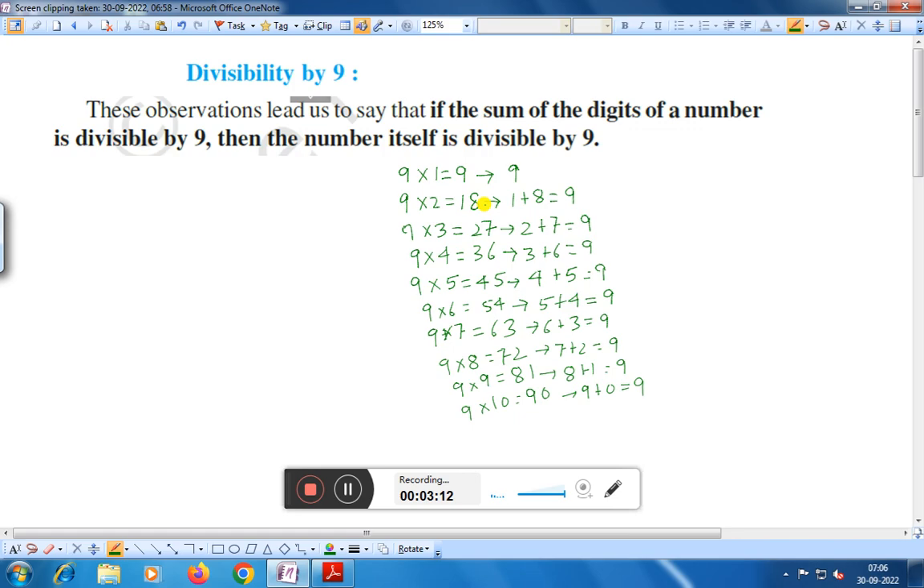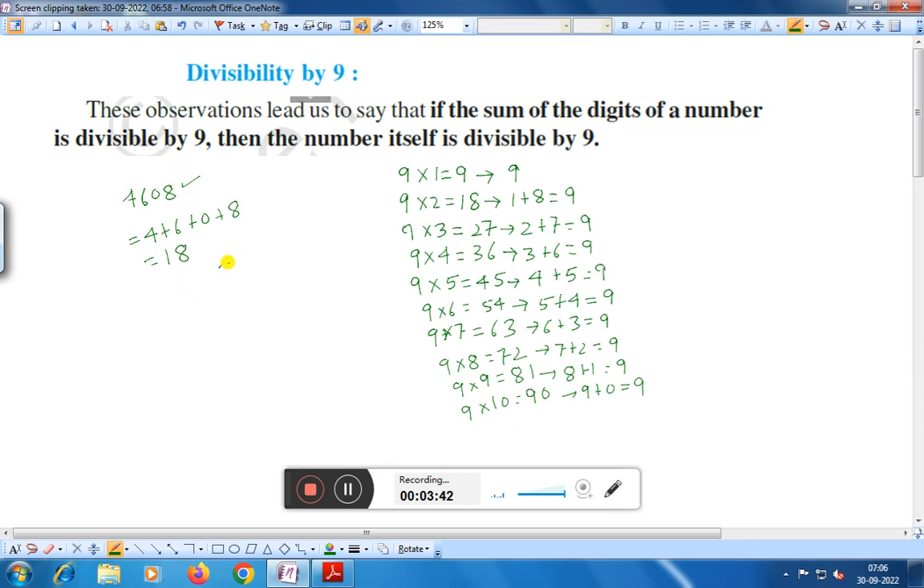Right? Let us take another example. Suppose the number is 4608. If we add all the digits, that is 4 plus 6 plus 0 plus 8, we are getting 4 plus 6, 10 plus 8, it is 18. And 18 is divisible by 9. Therefore, 4608 will also be divisible by 9.